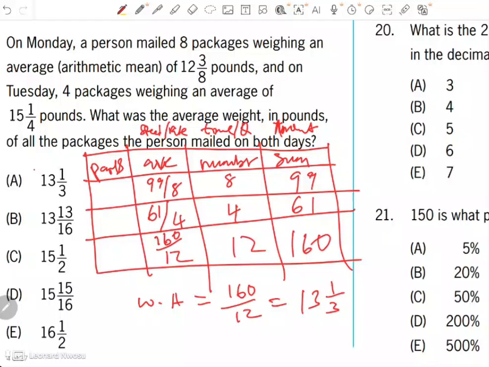So this weighted average now, sorry to interrupt, Mr. Leonard. So why we're using 160 over 12 as a result of the table is the total of the sum and the number, right? Yes. Okay. This is also this. So if you look at it, it's just the same thing as the formula.